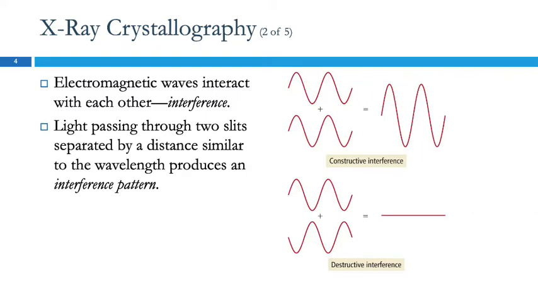So we talked about this when we were talking about the wave-particle nature of light and of electrons. When we have electromagnetic waves, they can interact constructively or destructively. And this can happen when you pass a light through two slits separated by a distance that's similar to the wavelength of the light. And you get an interference pattern. Remember the guy with the box on the beach? And he was showing people this rainbow.